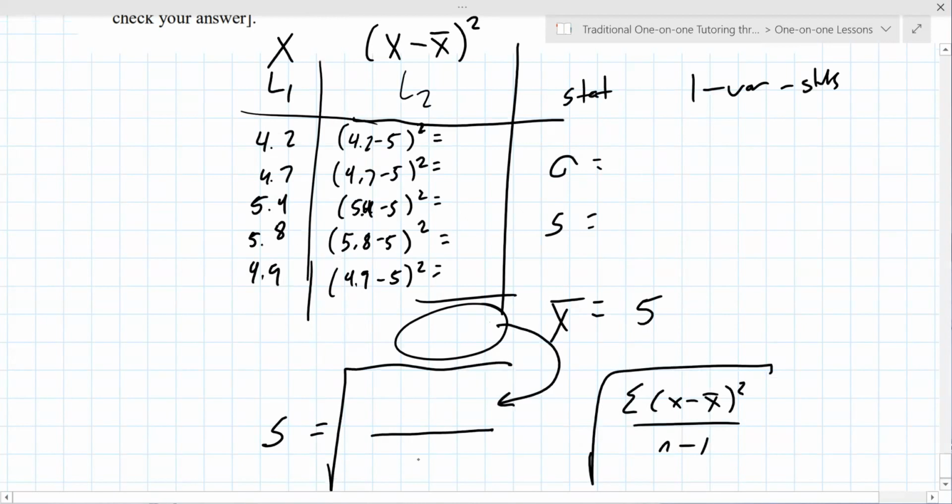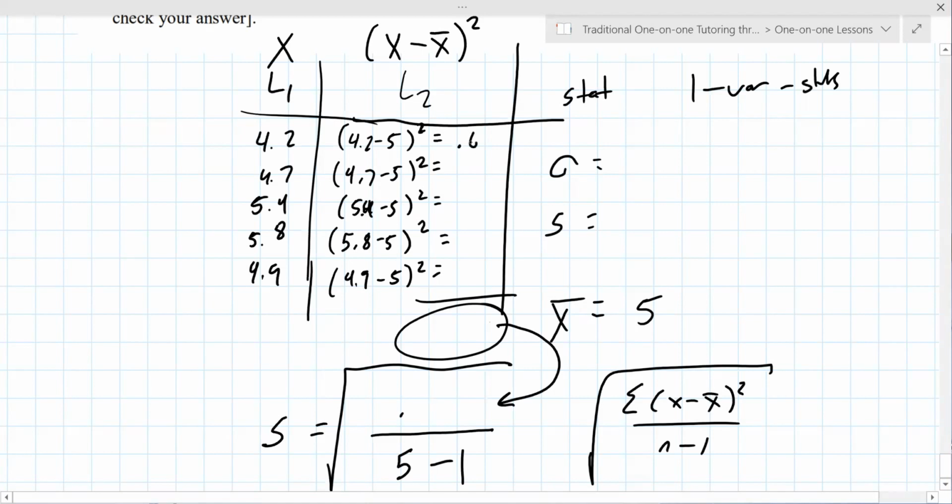And then you have 5 samples. So it's 5 minus 1 down here on the bottom, or 4. And then you take the square root of all that. So for the 4.2, I got 0.64, for this one.